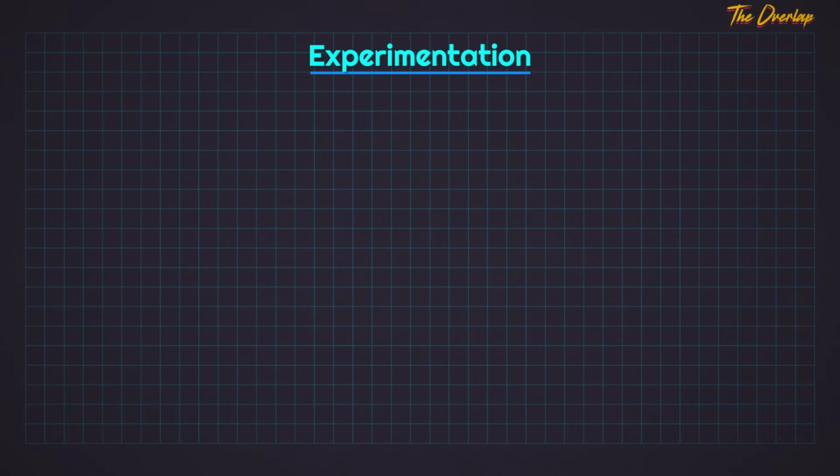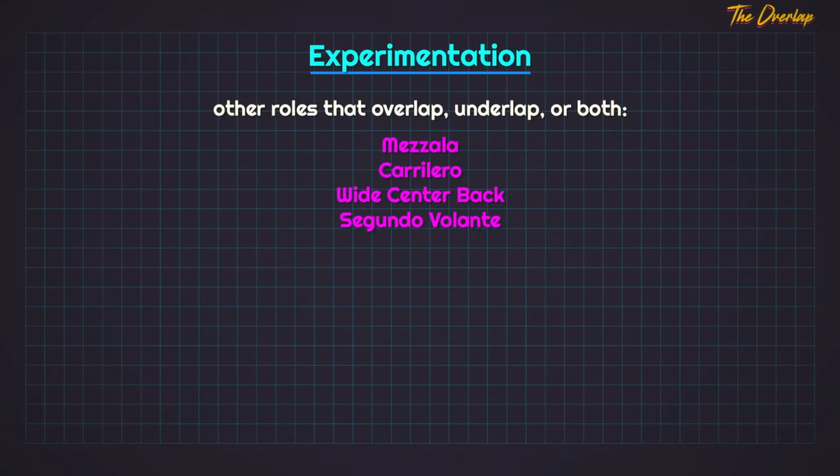As we wrap up, here are some player roles that can either overlap, underlap, or do a little bit of both. Have fun experimenting with different combinations and see what kind of movements you can get.